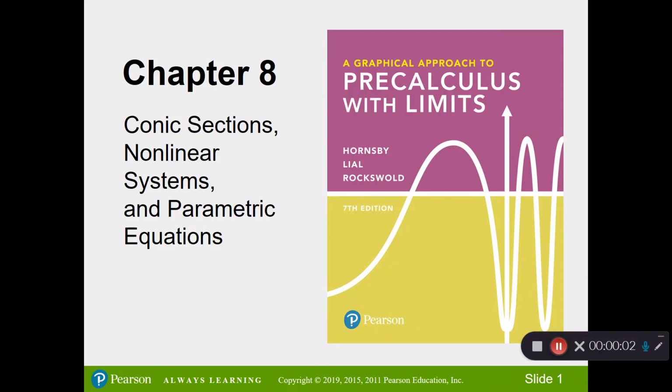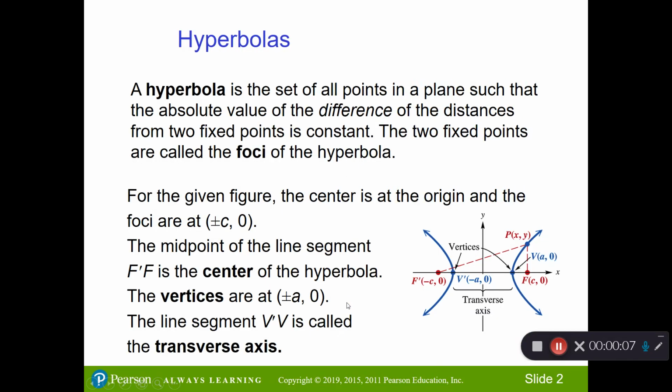Now let's talk about hyperbolas. Remember with the ellipse, we had two fixed points, the foci, and the sum of the distances was fixed to form an ellipse. Well, here it's the difference of the distances that forms a hyperbola.